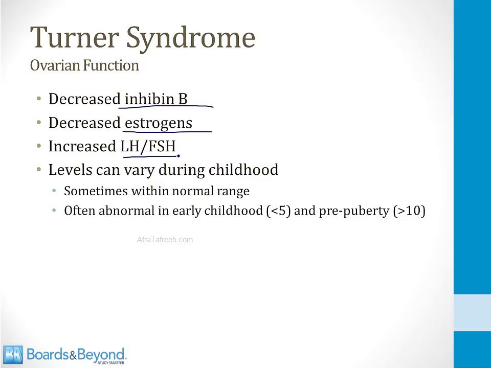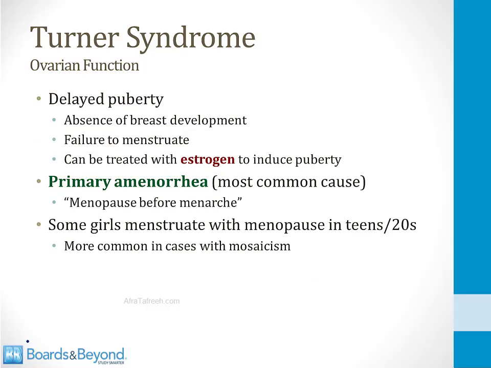In actual practice, it turns out that the levels of LH and FSH vary during childhood. They are sometimes normal during certain periods of development, therefore you can't rely on these for diagnosis. They're often most abnormal in early childhood and pre-puberty after 10 years of age. If this disorder isn't picked up early because of presence of a webbed neck or puffy feet or a cystic hygroma, it's often diagnosed at the time of puberty.